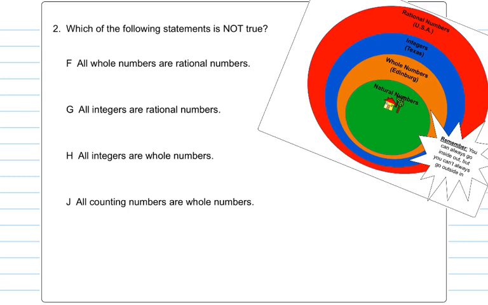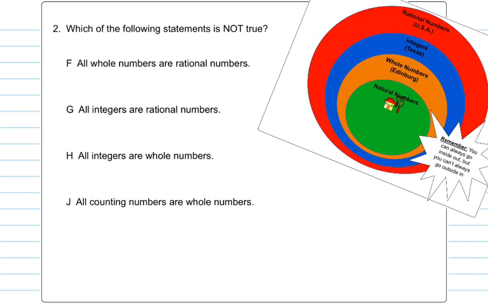For our second example, it's asking which of the following statements is not true. Answer choice F, all whole numbers are rational numbers. Answer choice G, all integers are rational numbers. Answer choice H, all integers are whole numbers. Or answer choice J, all counting numbers are whole numbers.